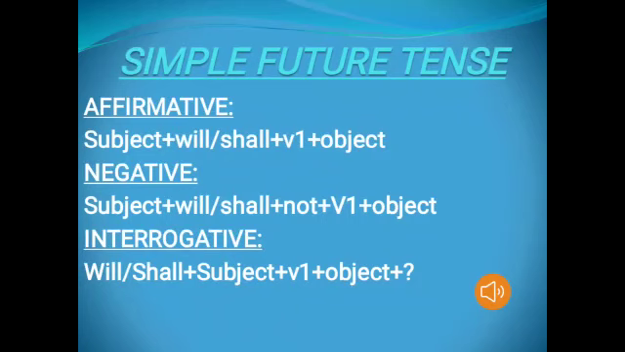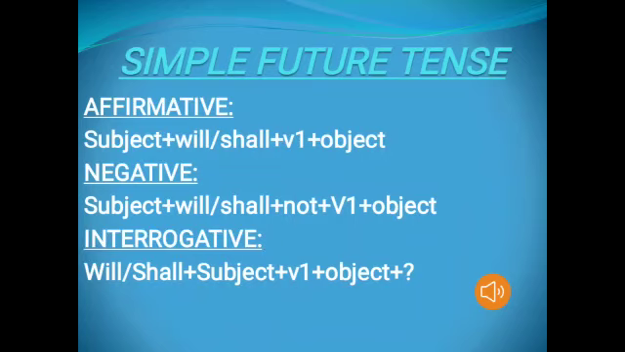Now we start simple future tense. Future tense, in the affirmative sentences, the word order is like this: subject plus will or shall plus first form of the verb plus object. And do you know the difference between will and shall? Will is used with the second and third person. Second person you and third person he, she, it, they, etc.